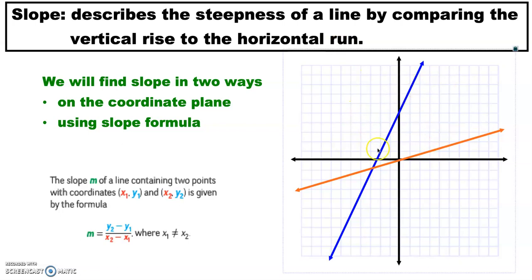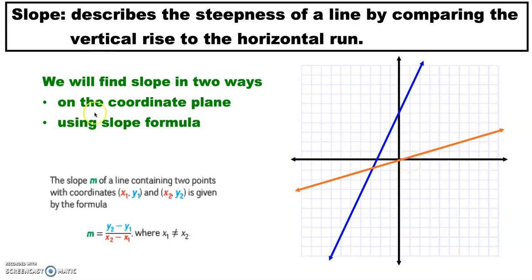So as we take a look at the blue and orange line and try to compare what their steepness looks like, we can see that the orange line looks a little flatter than the blue line. The blue line looks more steep. So we could talk about how the slopes compare to one another. The blue line would be considered more steep than the orange line. In other words, the blue line would have a larger value of slope than the orange line would.